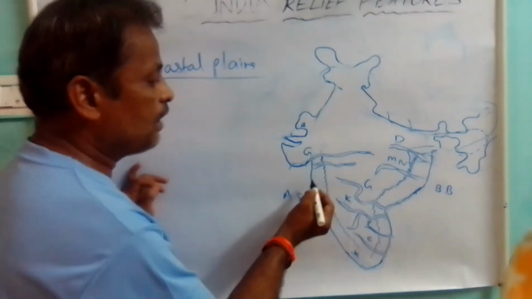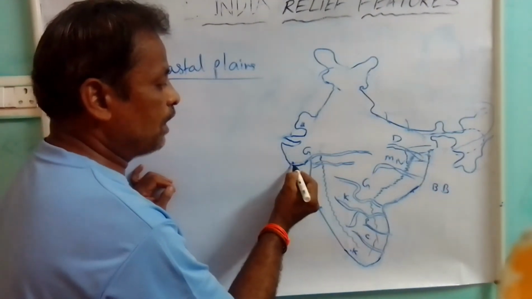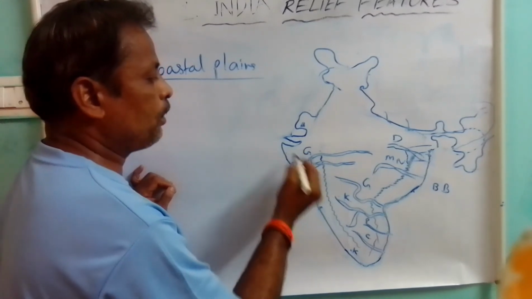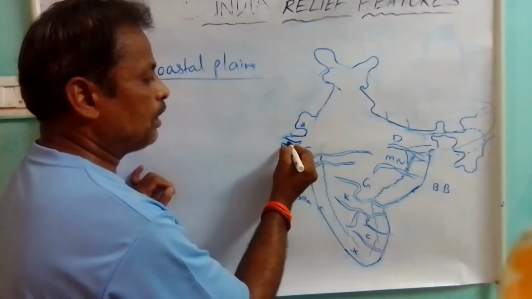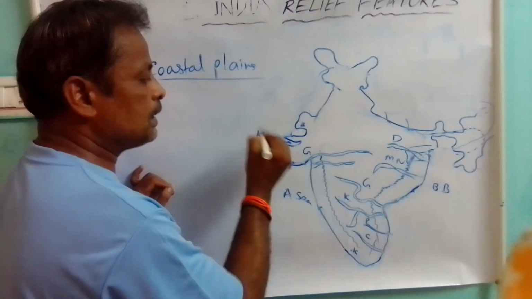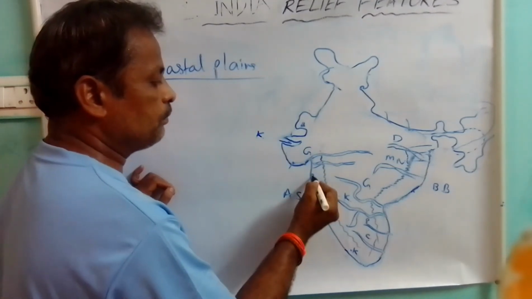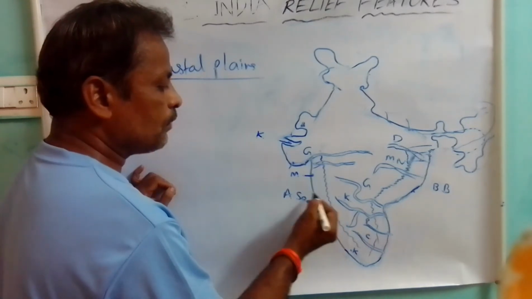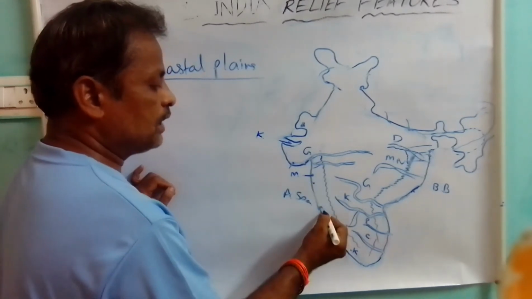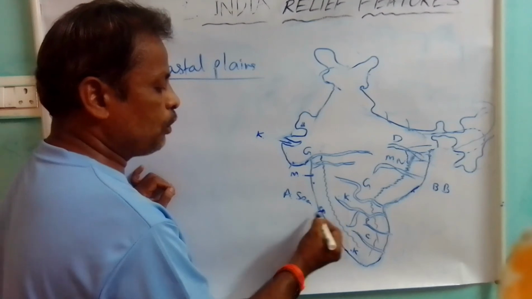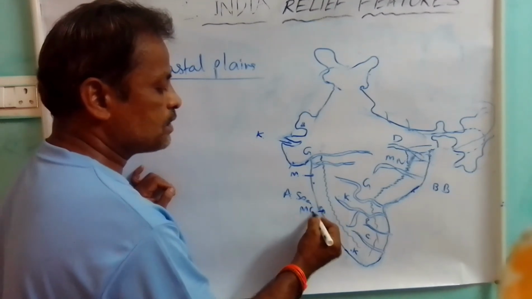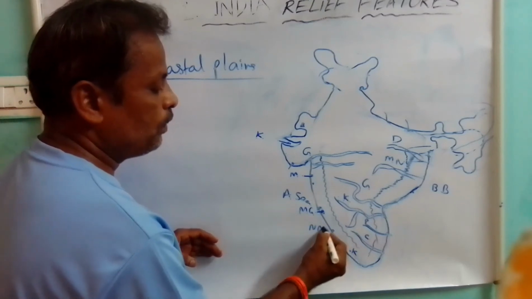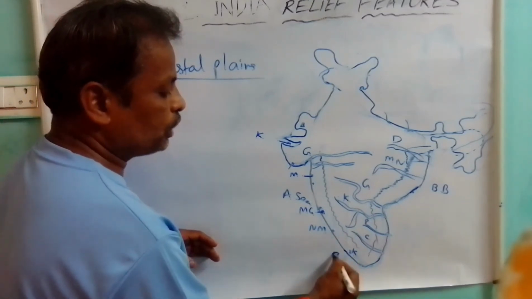For example, in the west coastal plain, Gujarat comprises the Kandla seaport on the north, and in Maharashtra, Mumbai and Nhava Sheva. The same way, in Goa, the Marmagao seaport. The same way in Karnataka, New Mangalore, and in Kerala, the Cochin seaport.